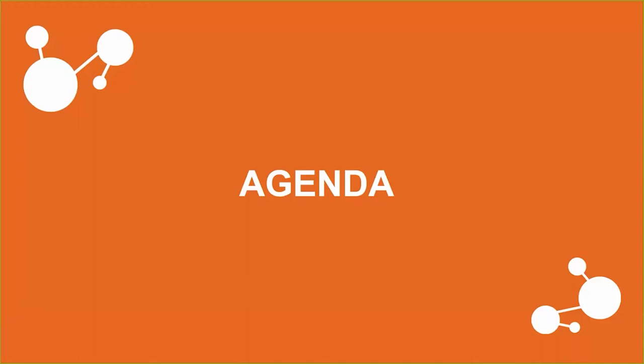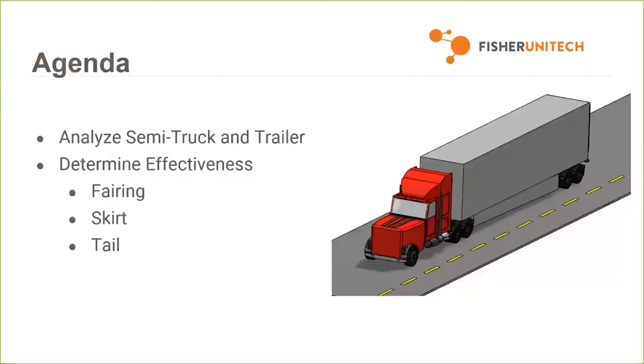All right, so today's agenda, taking a look at an external analysis on a semi-truck and trailer. We want to determine the effectiveness of some of the components that you may have seen, I know one you all see, the fairing. How does that affect the drag force on the vehicle? In addition to that, we want to take a look at the skirt. How effective is that on the force of the vehicle? And the tail that you can't really see too well at this point, what is its effectiveness on the air velocity? So that's kind of what we're going to look at.